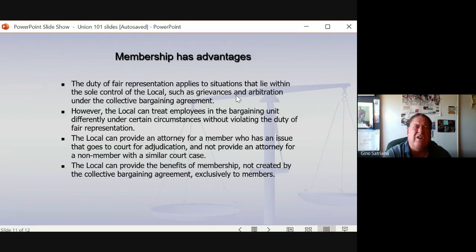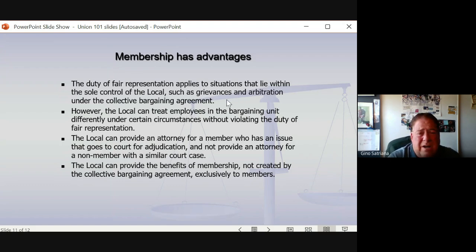This is what the union contract is there for. It's got the language of it all. It's got to be in the articles. If it's not in the articles and it's not a violation, then we can weigh it out to make sure that the district, or the employer, is following it, and vice versa. And I'll go over that.